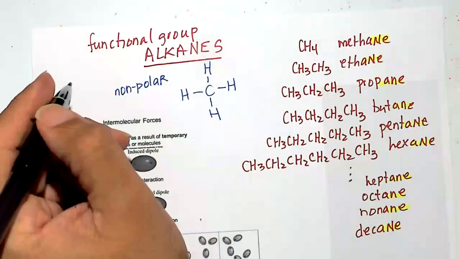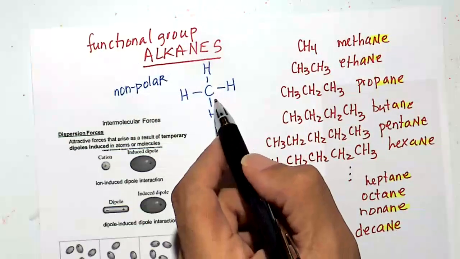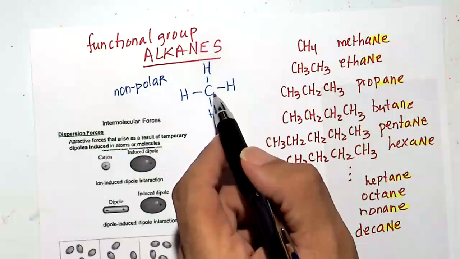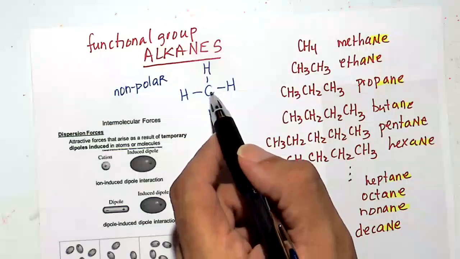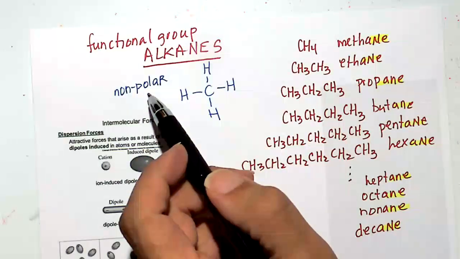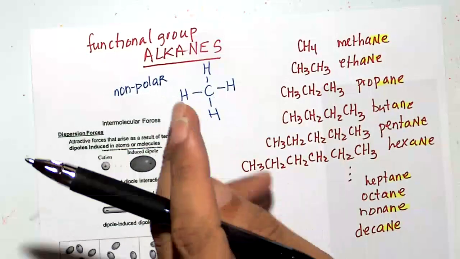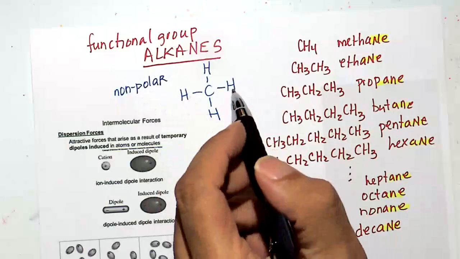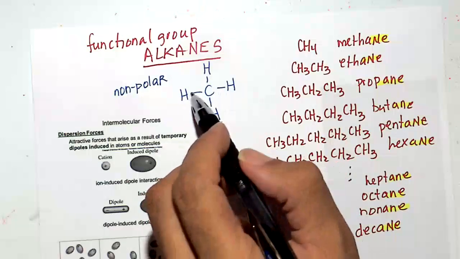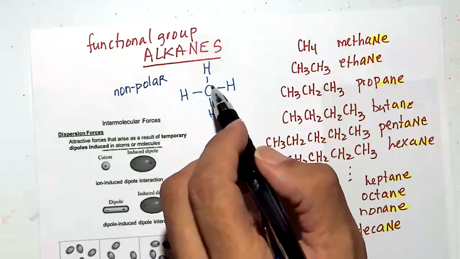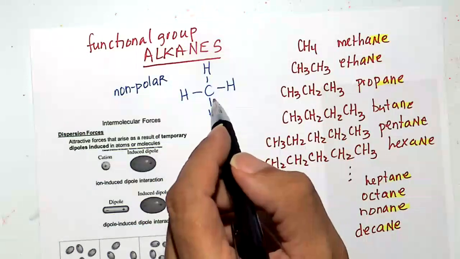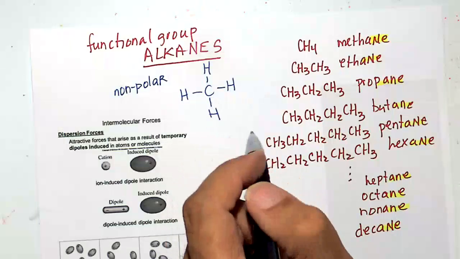So what's the main IMF for dispersion forces? Is there a net partial positive charge here? No. Carbon does not pull. Hydrogen is very weak. It does not pull. Nobody pulls here. I'm trying to say, is there any partial positive here? No. Is there any partial negative here? No. Is there any positive charge here? No. Is there any negative charge here? No. Okay, what charge is there in here? Nothing. Okay, what's the main intermolecular force?